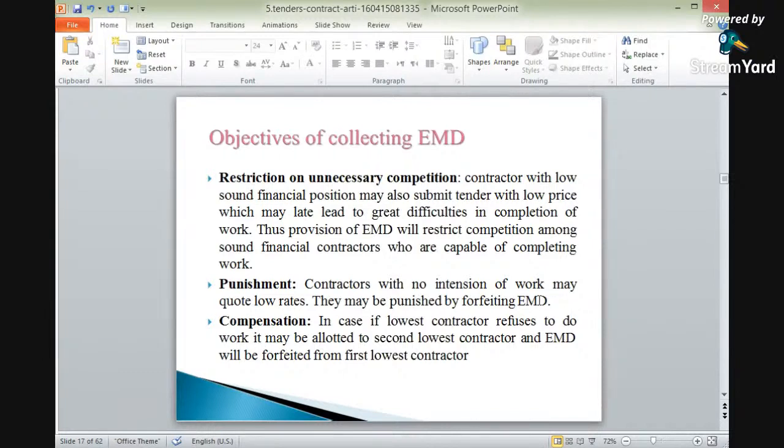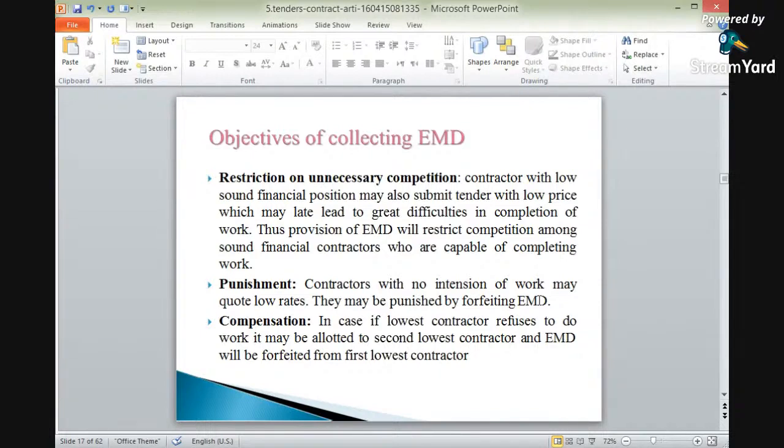Again, EMD plays an important role for punishment also. Contractors with no intention of doing the work may quote low rates. They may be punished by forfeiting the EMD. Some contractors will quote rates without any knowledge or skills for the work, quoting very low rates. So we have to punish them with the help of this EMD. We will forfeit it, or we will not give the EMD back. This will be a punishment for those contractors who have quoted rates below the actual construction cost.